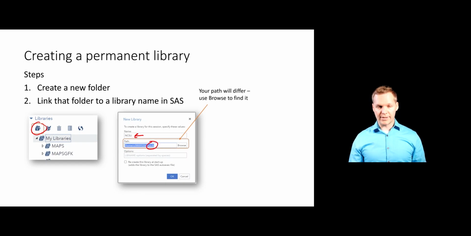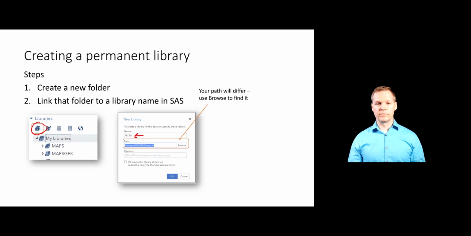And so what we want to do is give it the full path to that folder, the full path on SAS On Demand. And you can figure out this folder path by clicking on Browse and getting to that folder. That's the easiest way to do it. You can also right click on the folder and go to Properties, and you'll see the path to it as well.